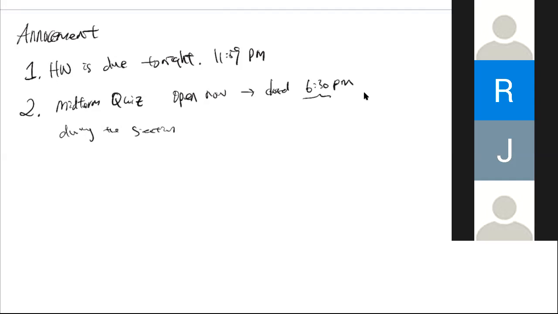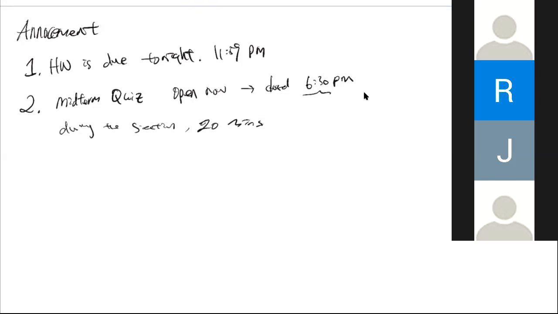So during the section, presumably after this announcement, I will give you 20 minutes to do the quiz. One good thing about doing the quiz right now is that if you have technical problems, I can prove that you have technical problems and I might give you a solution. If you do it by yourself, there's no guarantee that there's a way to solve it.